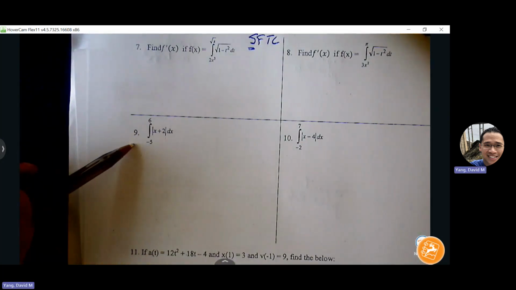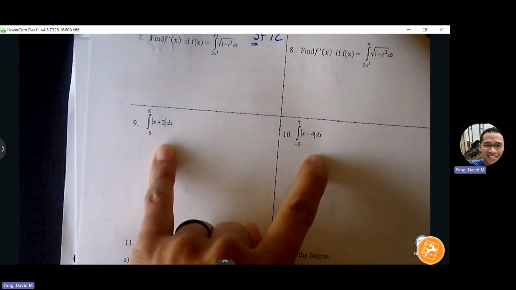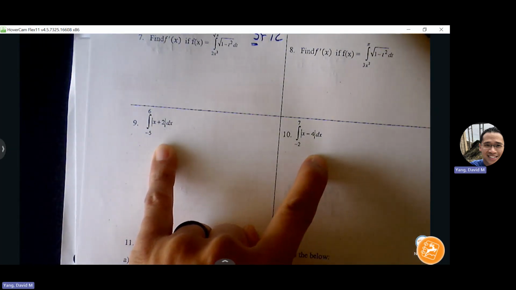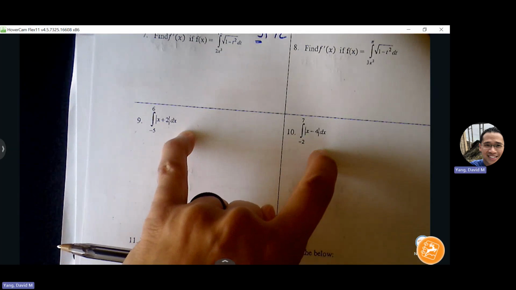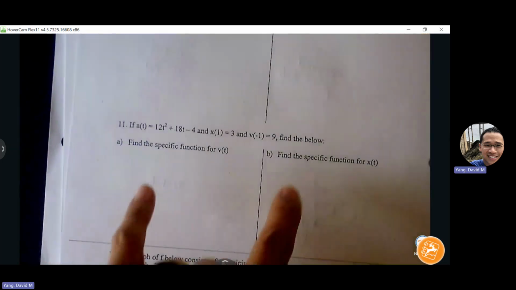Okay, number 9 and 10, we haven't gone through these yet. These are absolute value functions. We're going to go through this from a geometric shape perspective. So hopefully you'll find this easy. We'll go through that in a second.